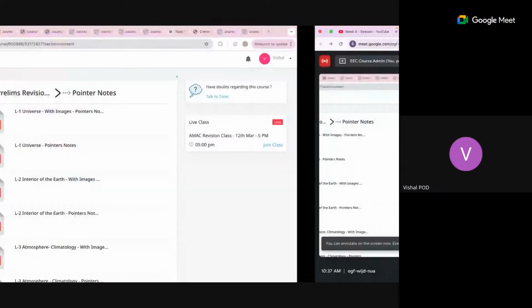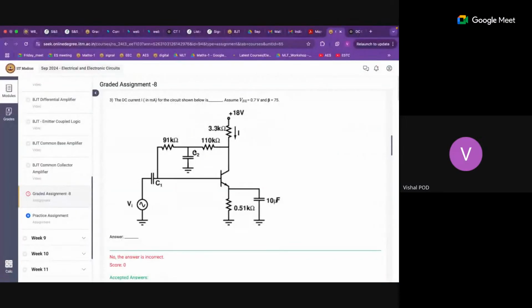Can you see my screen, right? This question only, right? Okay. So see, 18 volt is there. This C2 will be open, right? So you'll be having a simple circuit, a normal self-biased circuit, right? So 91 plus 110, so 200 whatever. There you have one resistance here, one resistance here. That's it, right?